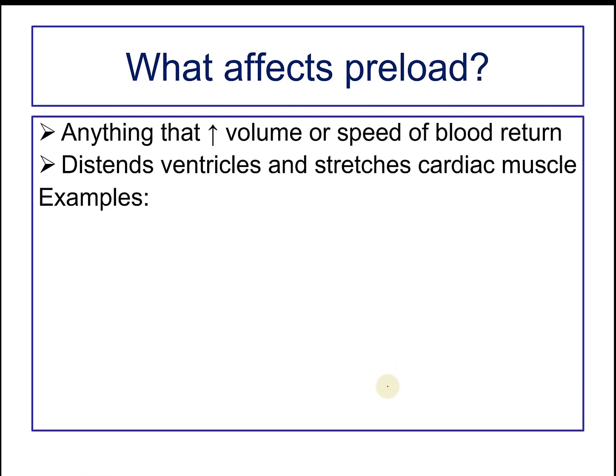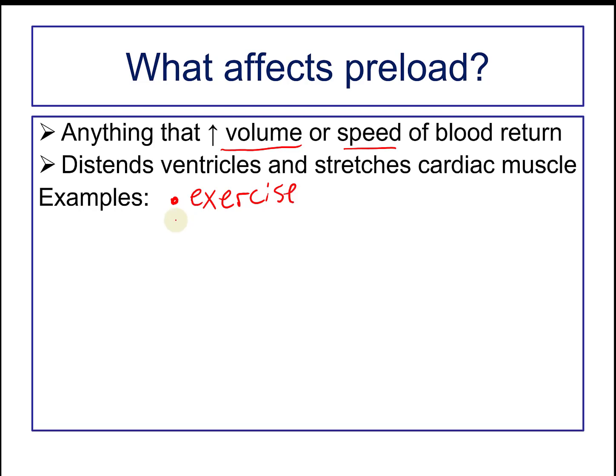So what can you do that increases the volume or the speed of the return of blood? Well, one thing that comes to mind is exercise. When you exercise, you increase the rate of return of blood to your heart. And if you do this on a regular basis, you can actually stretch your myocardium a little and increase your preload, which means you'll increase your cardiac output. Your heart will be more efficient as a pump. How much exercise? As little as 30 minutes 3 times a week can increase your preload.